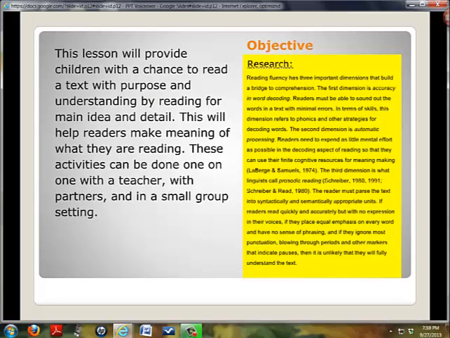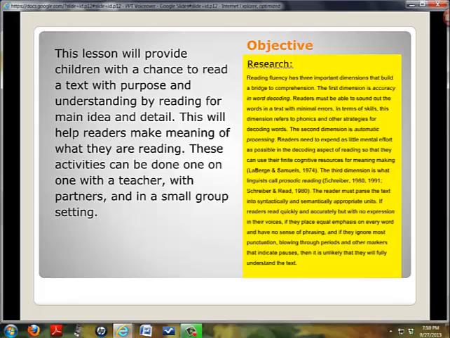This lesson will provide children with a chance to read a text with purpose and understanding by reading for main idea and detail. This will help readers make meaning of what they are reading. These activities can be done one-on-one with a teacher, or with partners, or in a small group setting.